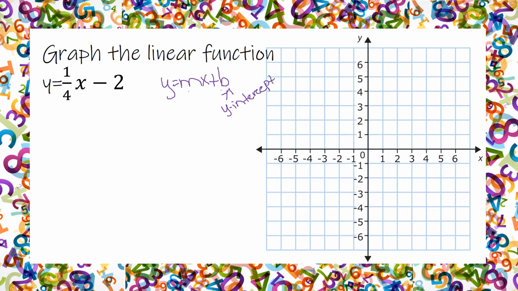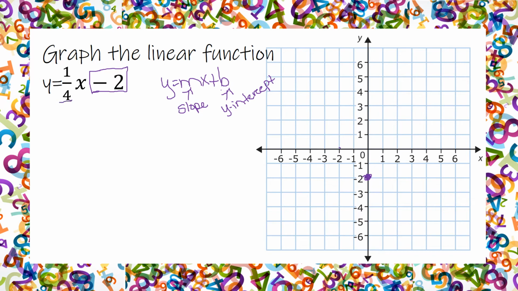The slope is that m. So all you need are 2 points to graph a line. So we're going to look for the y-intercept first, and that's this negative 2, the thing that is added or subtracted. So we're going to put a dot on negative 2.